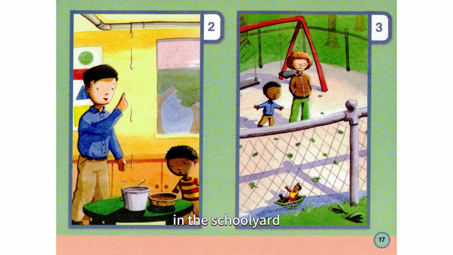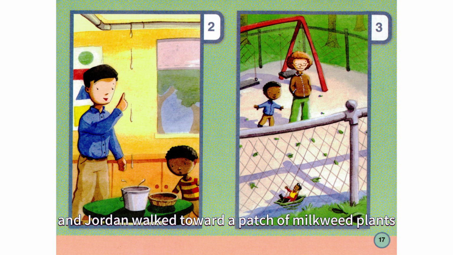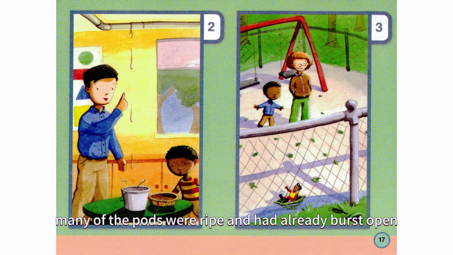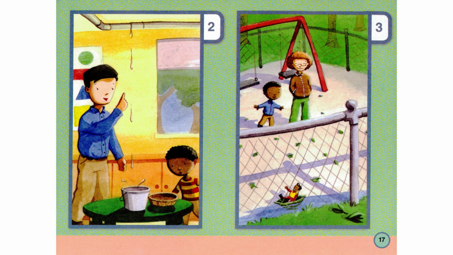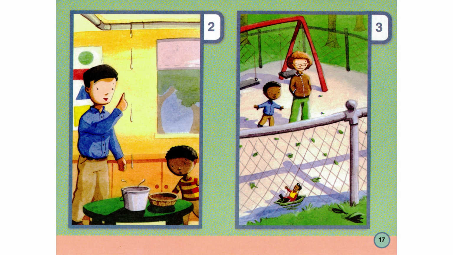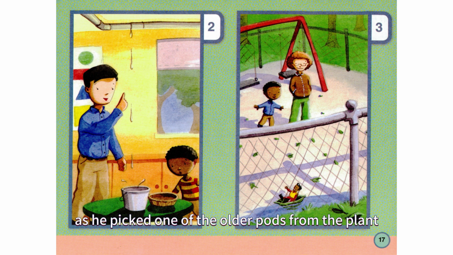In the schoolyard, Ms. Shari and Jordan walked toward a patch of milkweed plants growing by the fence. Many of the pods were ripe and had already burst open. Jordan picked a closed one and split it open with his thumbs. A milky white liquid oozed out. He could see the flat brown seeds lined up in the pod. "I think the dried seed pods will float better than the fresh green ones," he thought to himself as he picked one of the older pods from the plant.